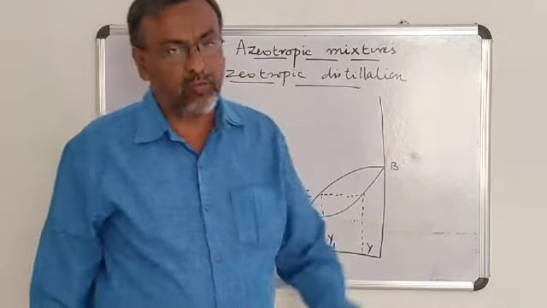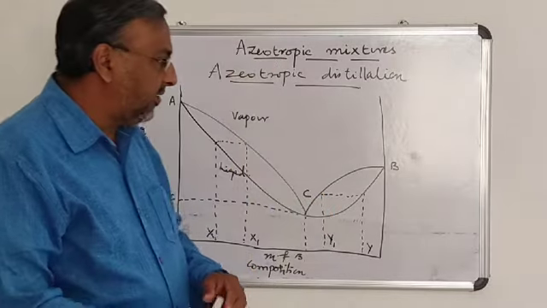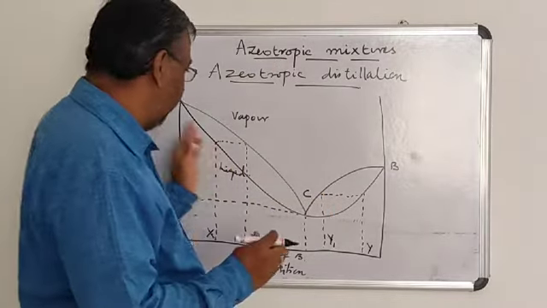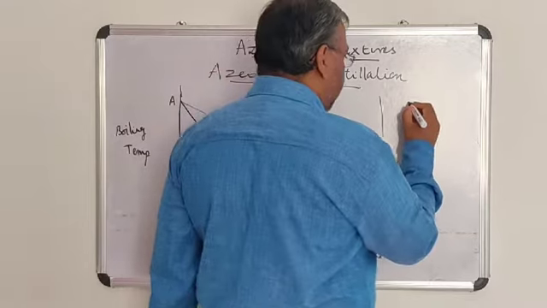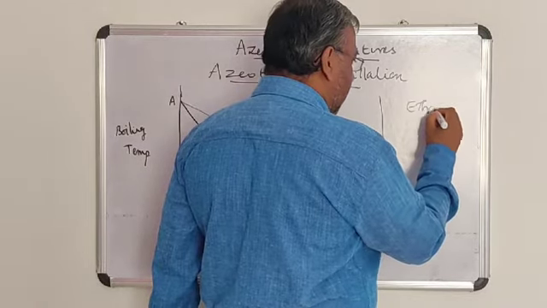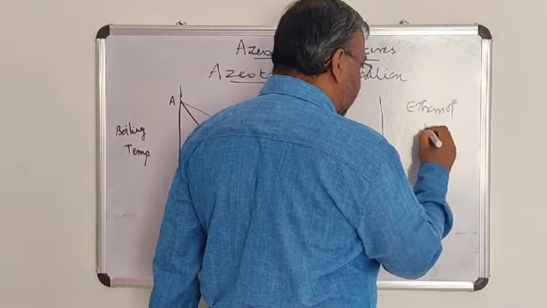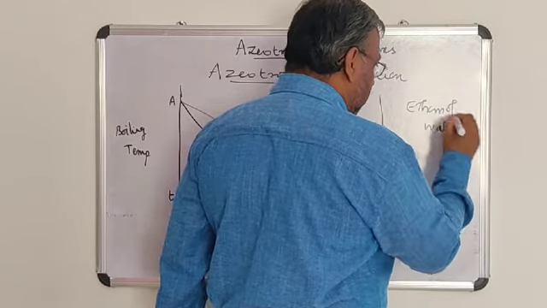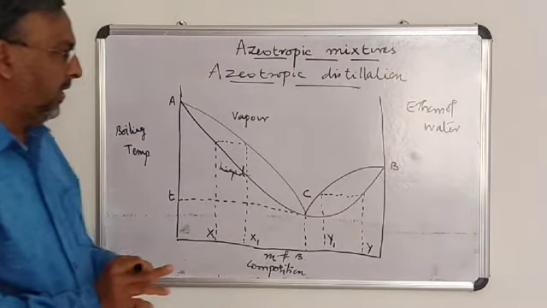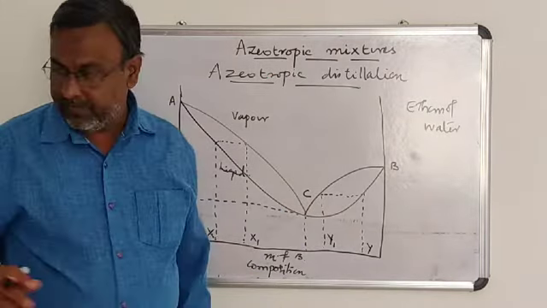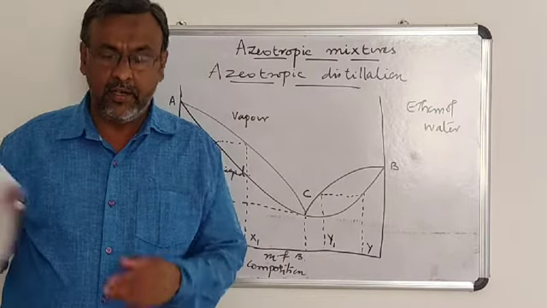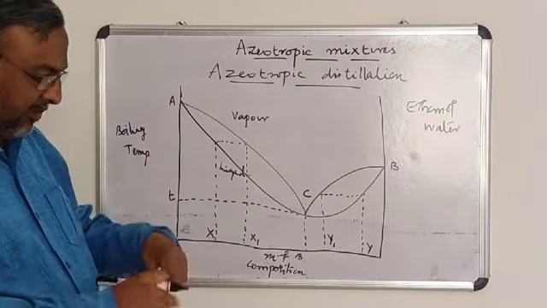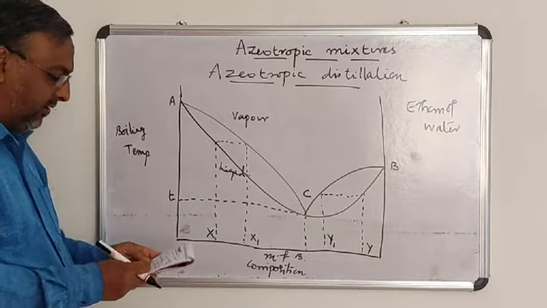That can also be explained. Let me take the ethanol water system. If A and B are ethanol and water, when I distill it by the azeotropic distillation process, what happens?